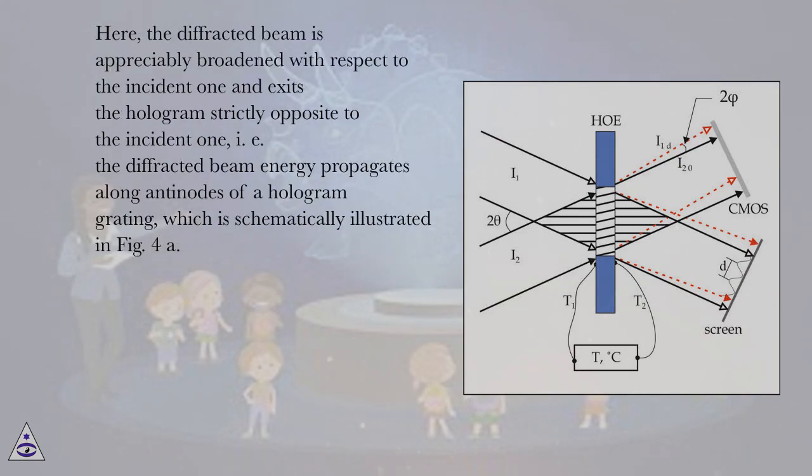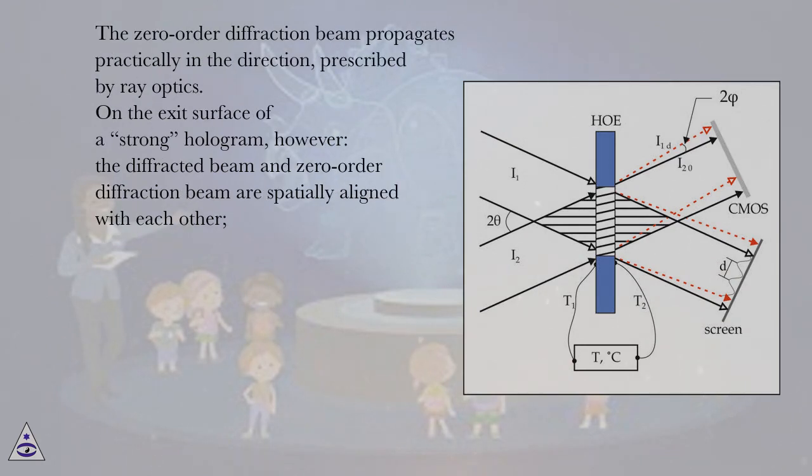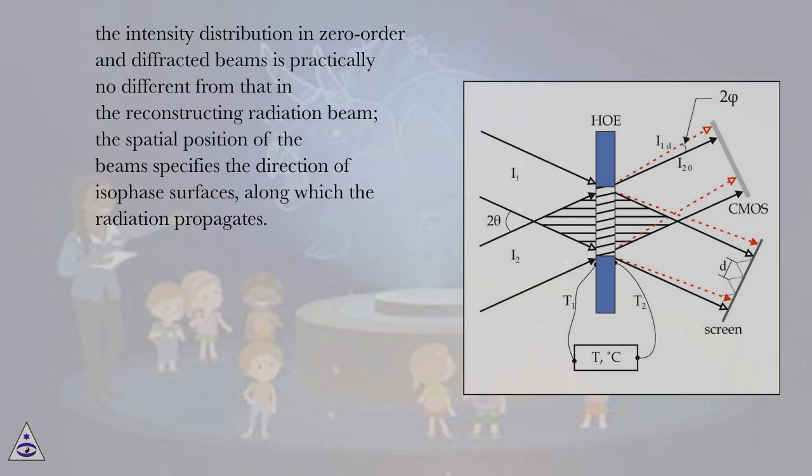As seen from the data of Figure 4a, intensity distribution of diffracted and zero-order beams on the exit face of a weak hologram 9 mm thick exhibits two peaks that are spaced apart and correspond to the diffracted beam and zero-order diffraction beam, transmitted one. Here, the diffracted beam is appreciably broadened with respect to the incident one and exits the hologram strictly opposite to the incident one, i.e., the diffracted beam energy propagates along antinodes of a hologram grating, which is schematically illustrated in Figure 4a. The zero-order diffraction beam propagates practically in the direction prescribed by ray optics.